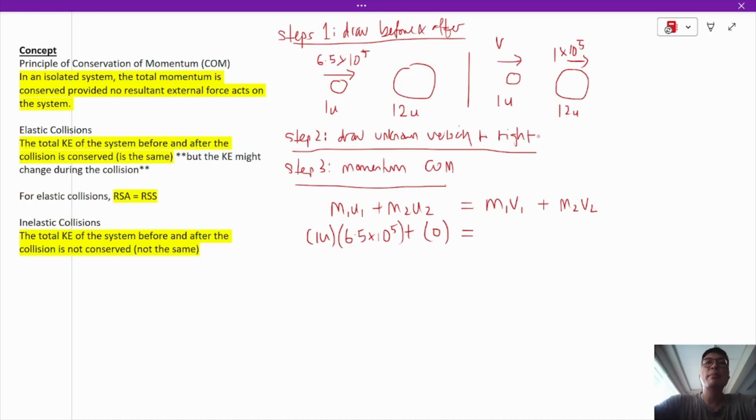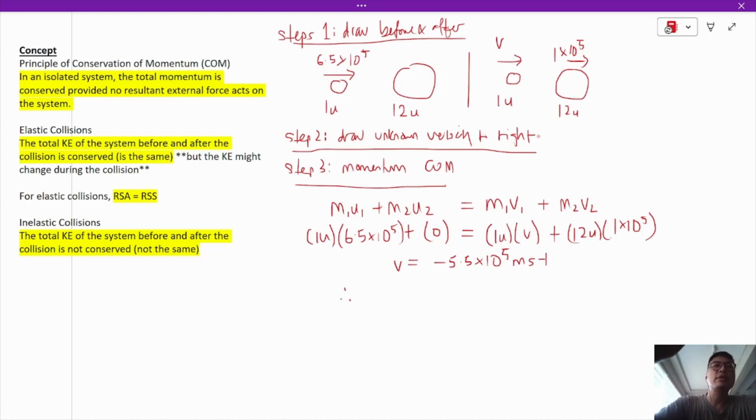Now, over here, the mass of the neutron is again 1u. The velocity is unknown, so we put down v. The mass of the carbon is 12u, and the speed is 1 times 10 to the power of 5. So very easily, we can get v equals negative 5.5 times 10 to the power of 5. Now, what does the negative sign mean?